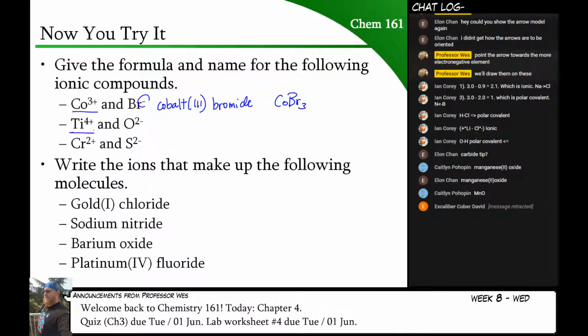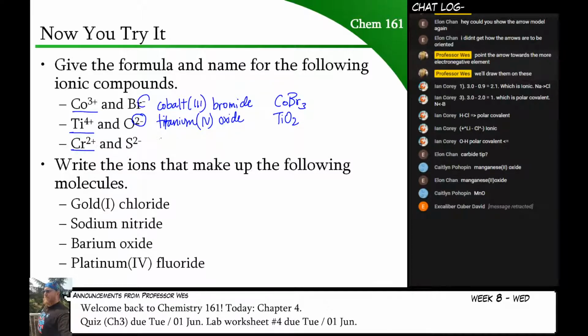For this one, I have titanium with a 4+ charge. So titanium, parentheses 4, oxide. And to balance this out, these come in -2s, and I need 2 total to get to 4+, so TiO2.